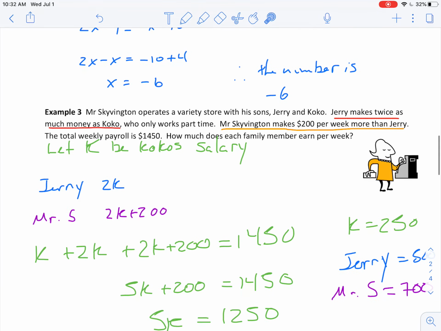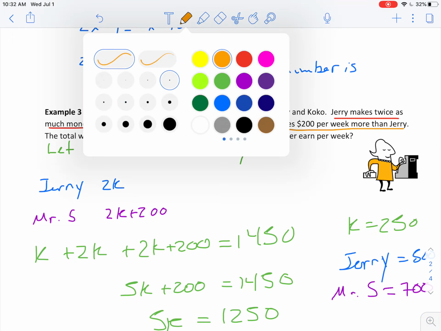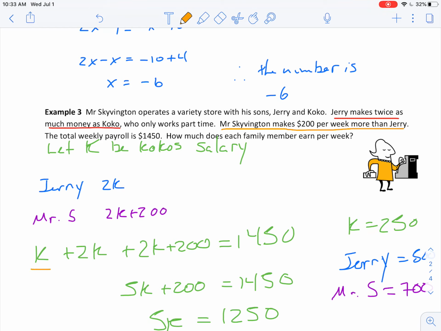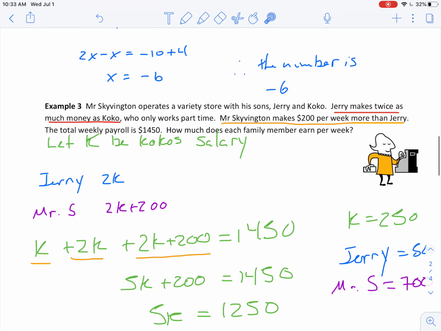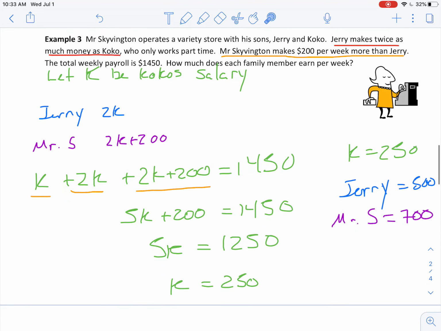So all in all, I have these expressions here. I have Coco's salary, Jerry's salary, and then I have Mr. S's salary. So combined together, they make $1,450. I go ahead and solve for my variable K, which ends up being $250. Now we find Coco's salary.